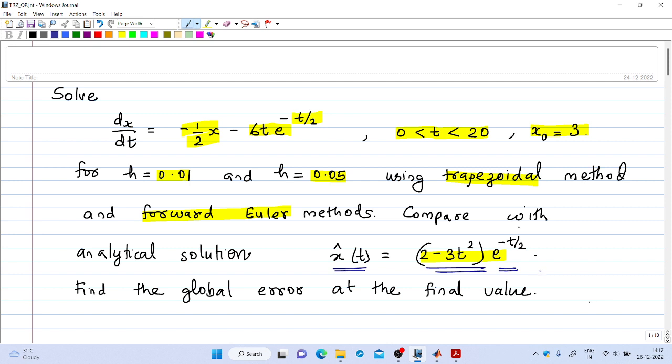Okay. So this is how we can solve a differential equation using forward Euler and trapezoidal method.